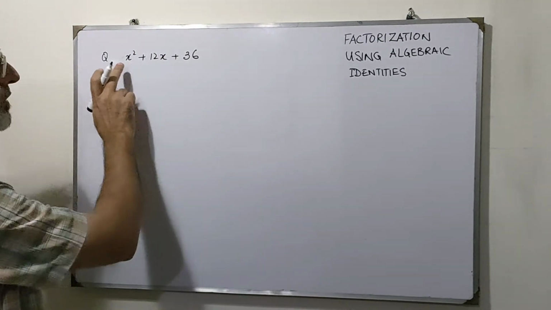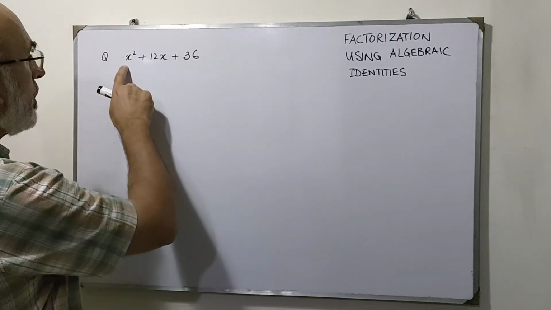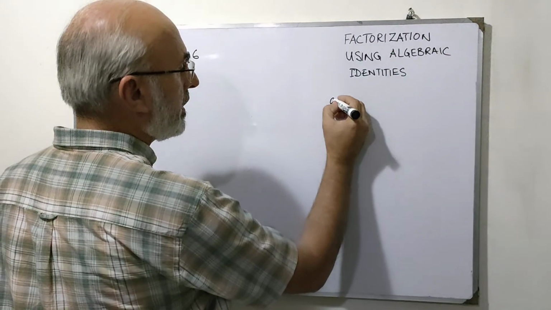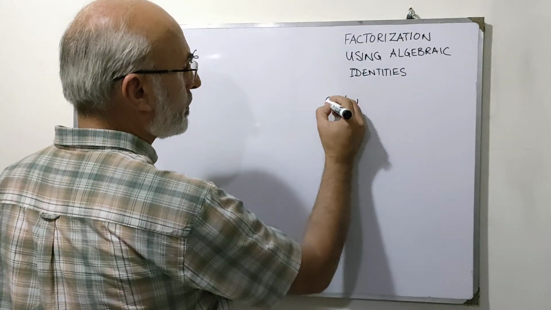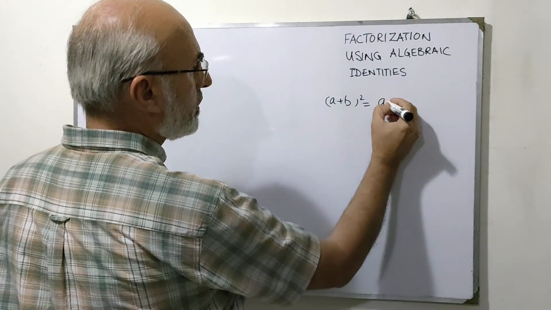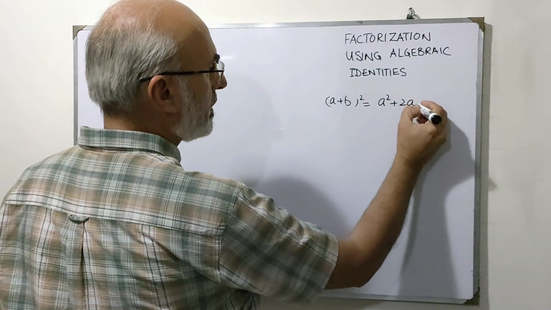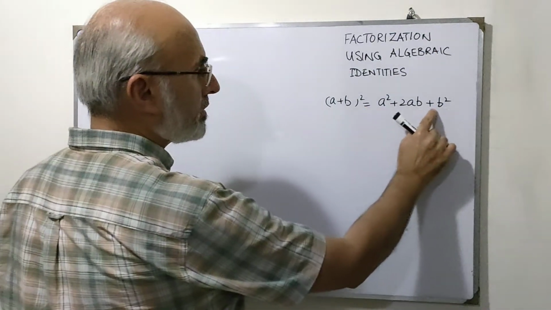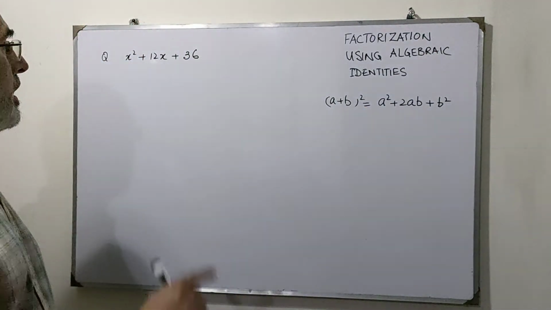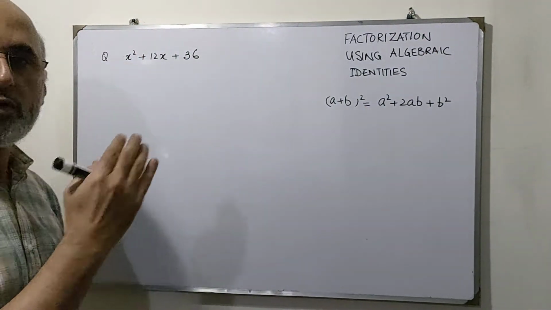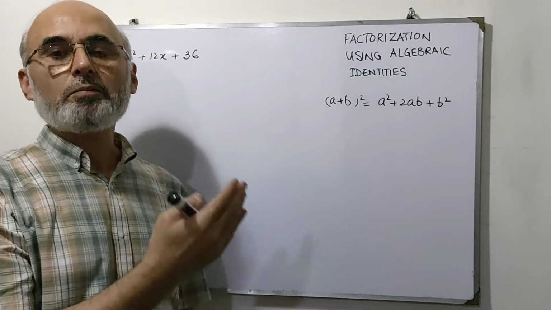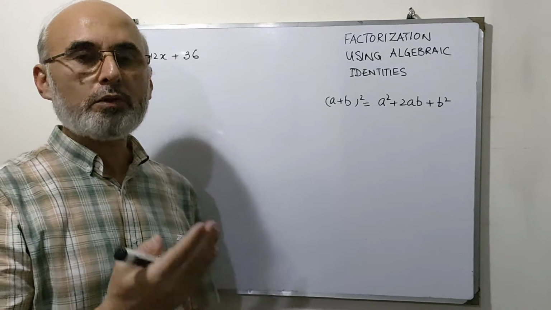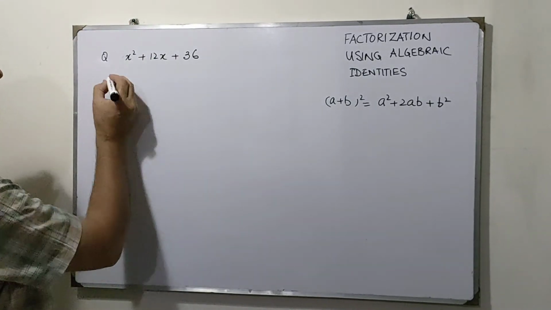Since if we look at the expression, all the terms are positive, we are going to apply a plus b whole square, and it is equal to a square plus 2ab plus b square. Now if we look at this and this, it is almost the same. So it means that we can apply a plus b whole square. How are we going to apply?